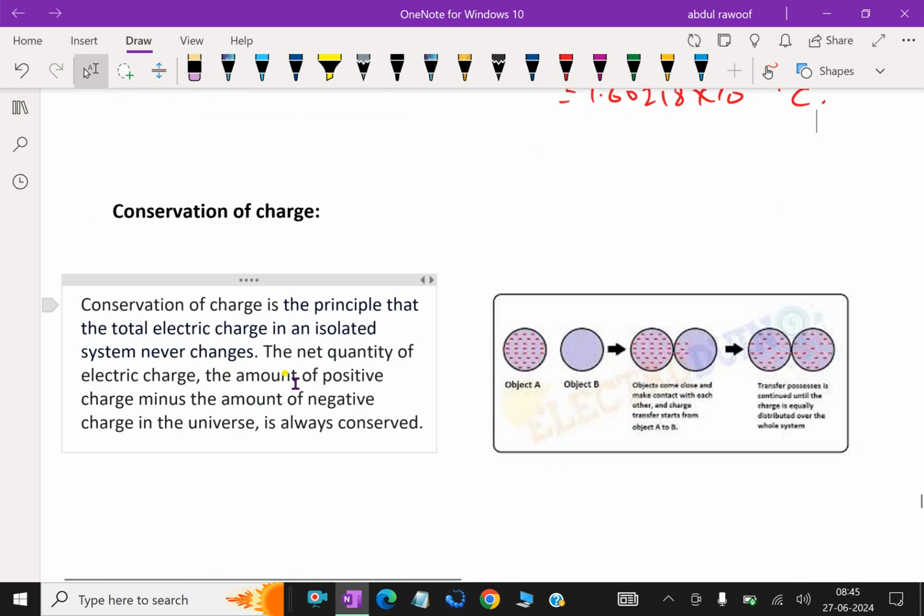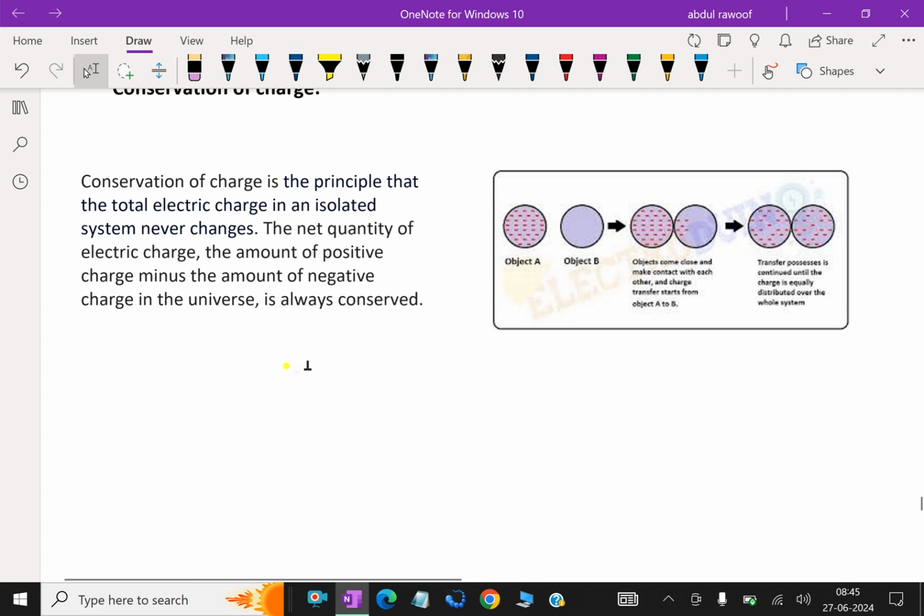Next one, conservation of charge. Conservation of charge is the principle that the total electric charge in an isolated system never changes. It's a constant. The net quantity of electric charge, the amount of positive charge minus the amount of negative charge in the universe, is always conserved.